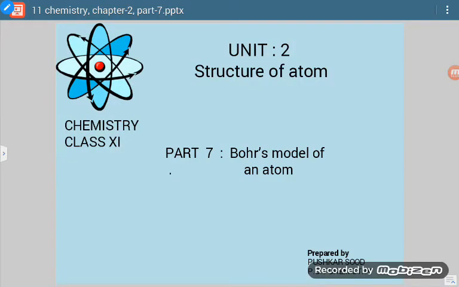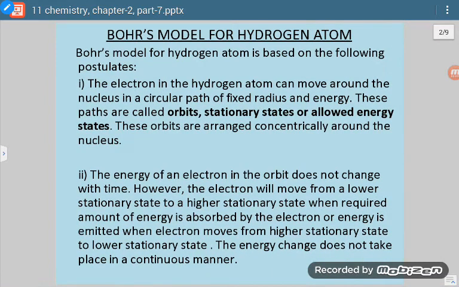Good morning students. Today we are going to discuss Bohr's model of an atom. There are four main postulates of Bohr's model. We are taking a hydrogen atom, and we are going to discuss how Bohr's postulates are applied as far as the hydrogen atom is concerned.